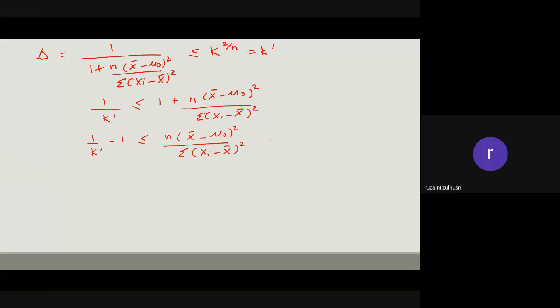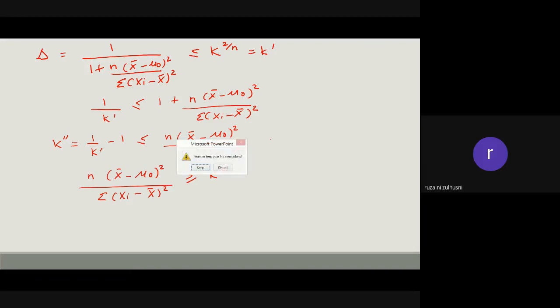Okay, I write again, we write again. N x bar minus mu naught square over summation xi minus x bar square, so greater than or equals to, let's say, k double prime. So this one I just set as k double prime. So you will have n x bar minus mu naught square over summation xi minus x bar square greater than or equals to k double prime. Okay, up to here, any questions? If you have any question.